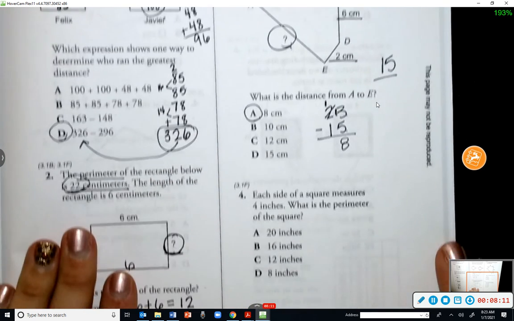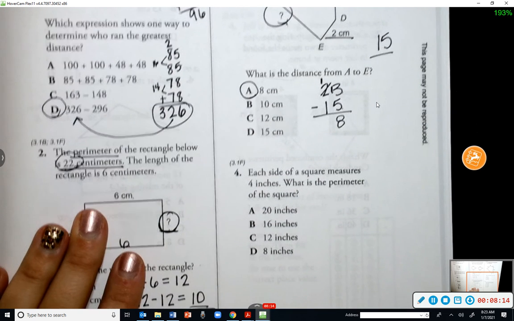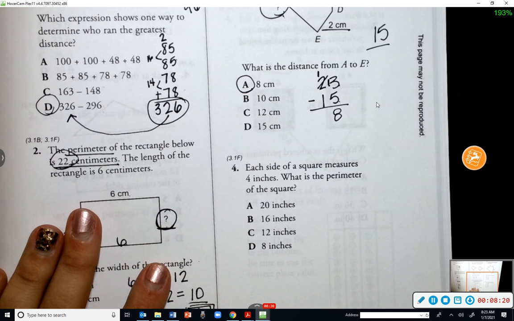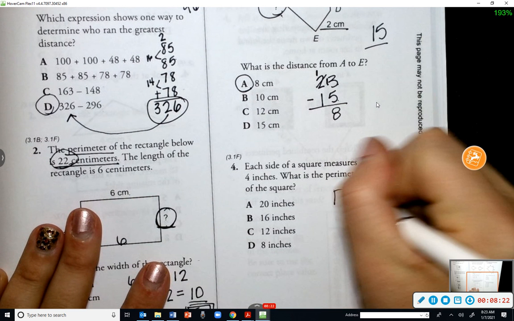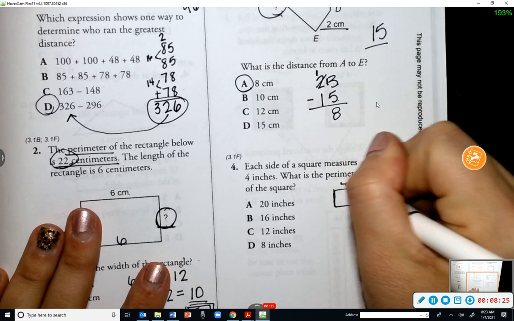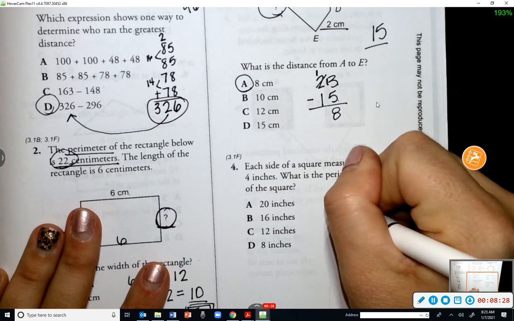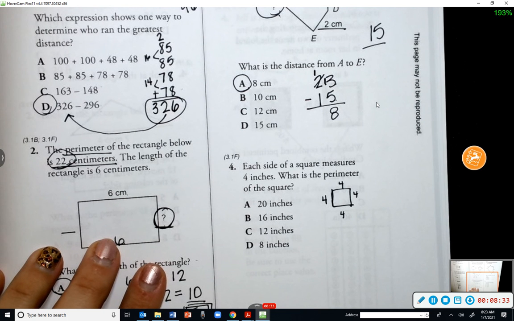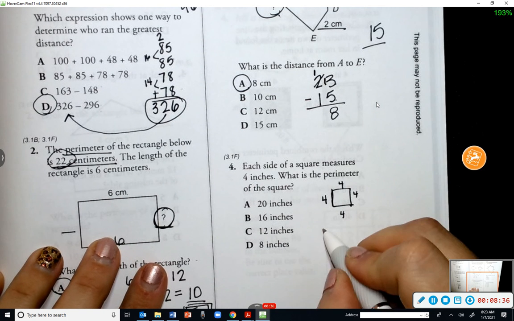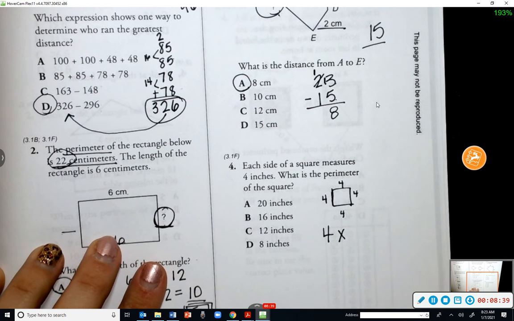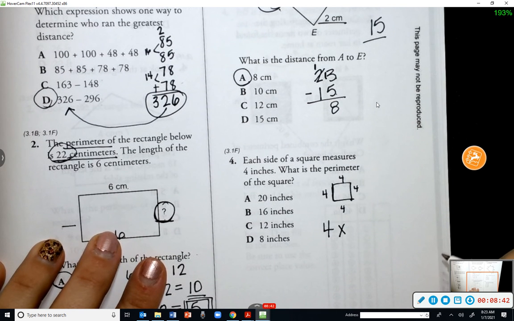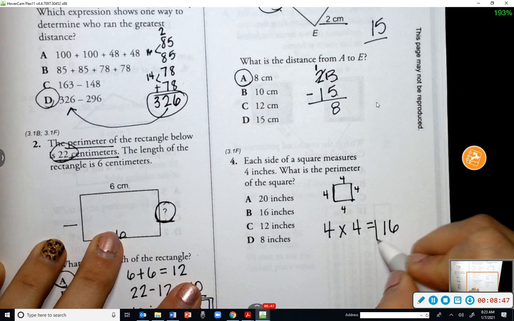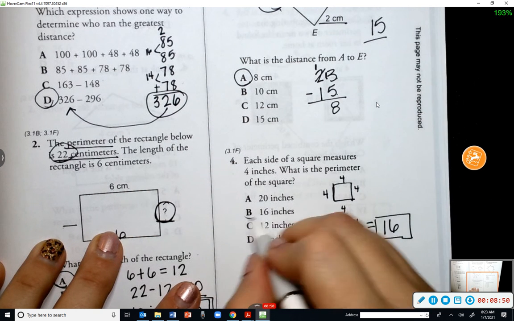Okay, last one. Each side of a square measures 4 inches. What is the perimeter of the square? How many sides does the square have? 4. So even if you drew a picture, you could label all 4 sides with 4 inches. How would I find the perimeter of that? Kelsey? You can add them. You could add them all up, or what else could you do? Multiply by 4, because there are 4 sides. 16. So B would be correct.